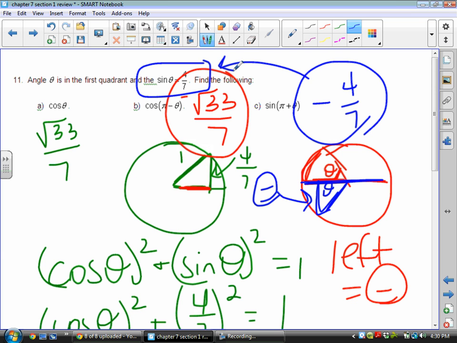So again, I can draw my unit circle, use the reference angle, use this Pythagorean identity, and find the missing values.